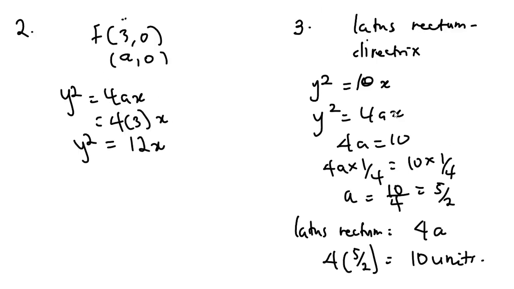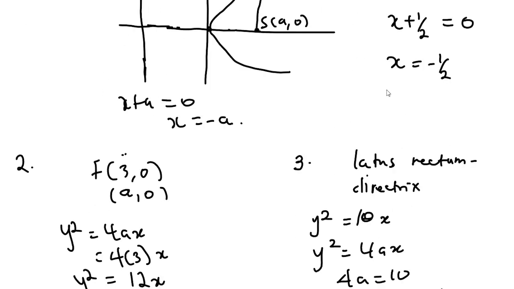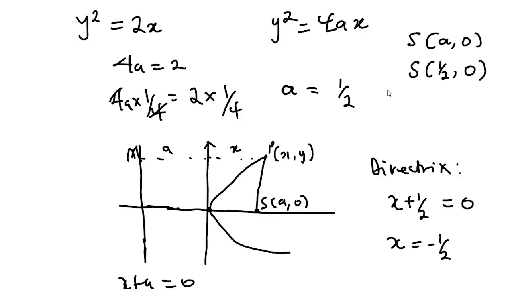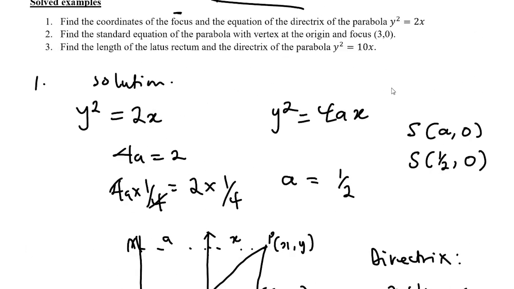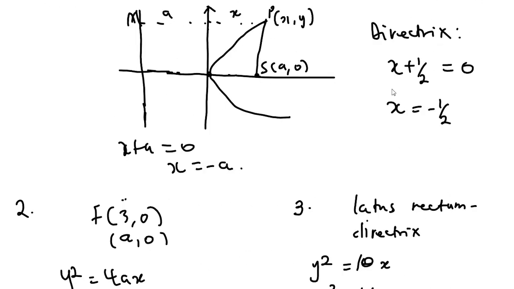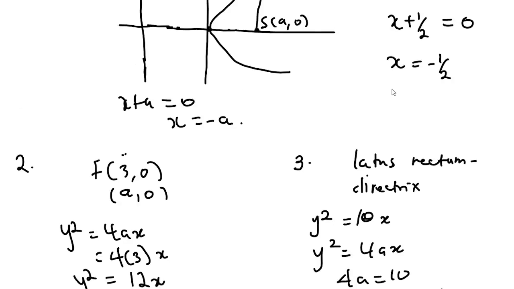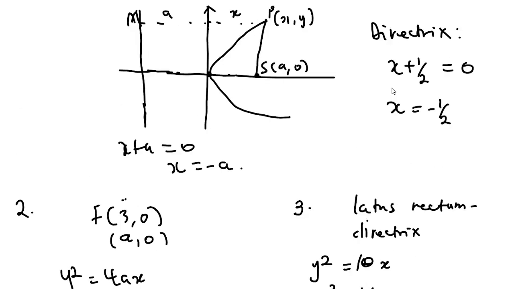So it's quite simple. When it's given in that form, try to compare it to the general form of that equation. All these are for when the vertex is at the center, or when the vertex is at the origin. So we have coordinate (0, 0).